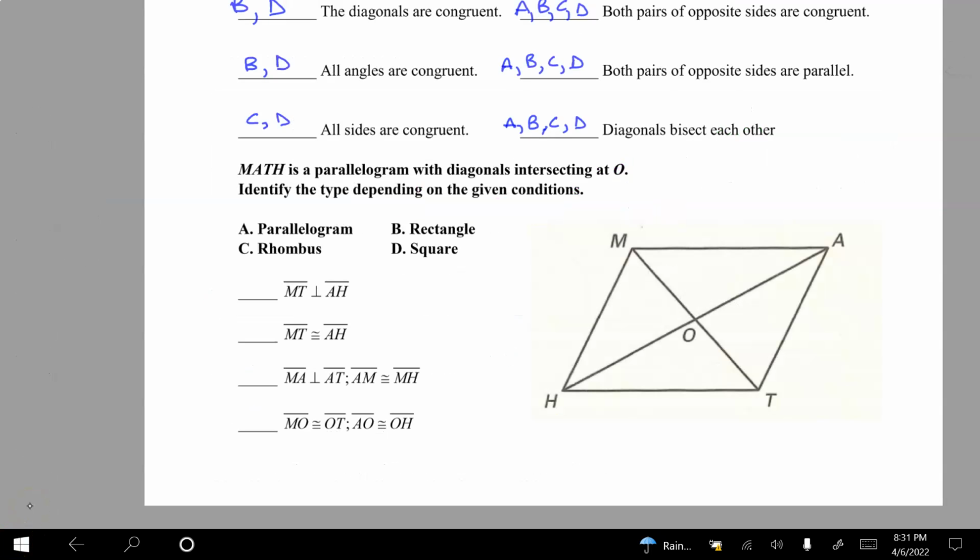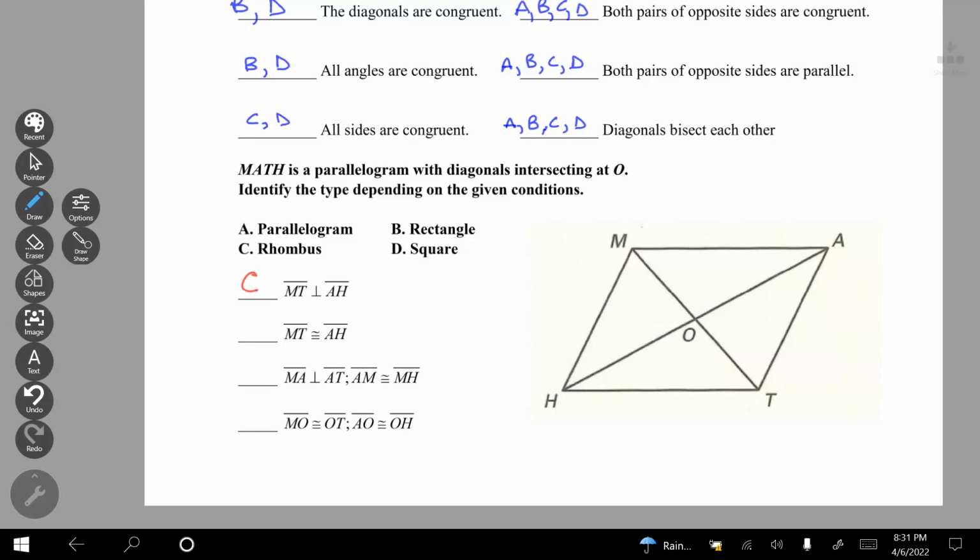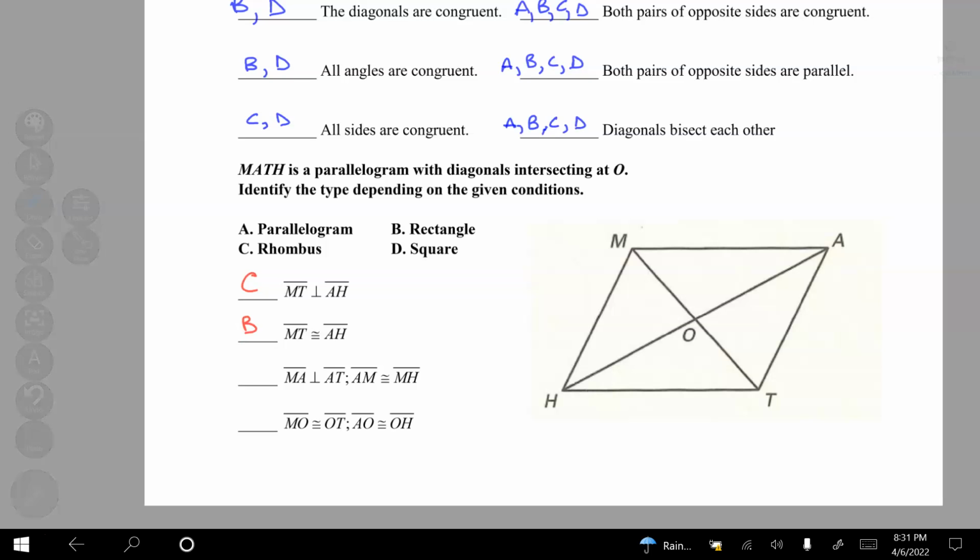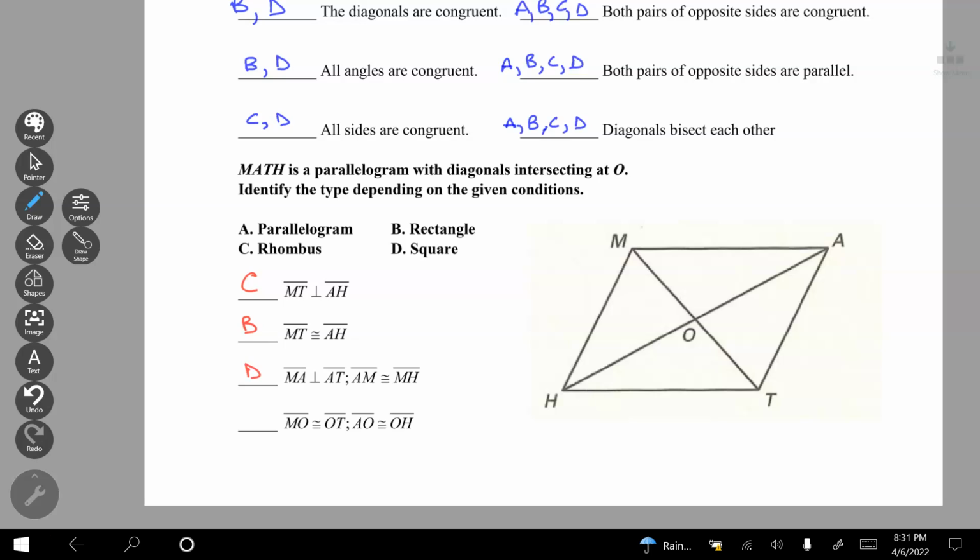Now again, we're going to play the game A, B, C, D for the parallelogram, rectangle, rhombus, and square, given only this condition. So if diagonal MT is perpendicular to diagonal AH, that would only be a rhombus, because other things would happen if it was something else. MT equals AH means the diagonals are equal to each other, and that would be rectangle B, because something else will happen. The next one says not only are the diagonals perpendicular, they're also equal to each other. That's a square. A square has both conditions.